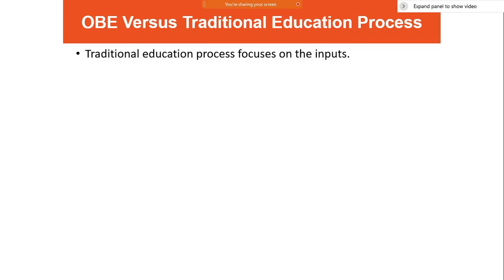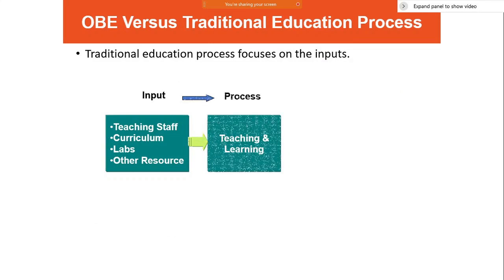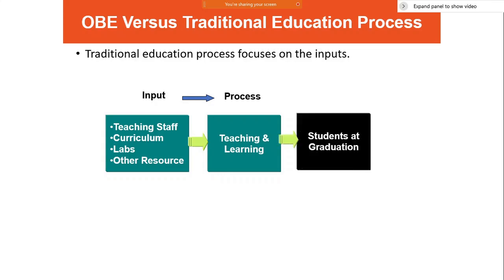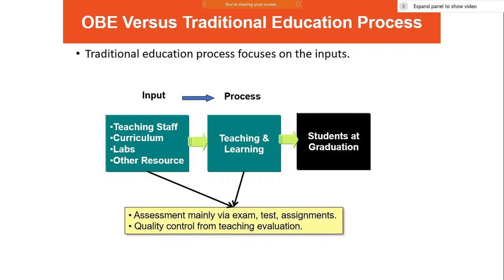When we implement OBE, you can observe this kind of change in your system. Basically, the input is the same: teaching staff, curriculum, lab work, and other work like extracurricular activities. These are the inputs. The process is the teaching-learning process. Then the student becomes a graduate. Now we are going to assess these students. Assessing means we give some exams, and they have to write that exam.